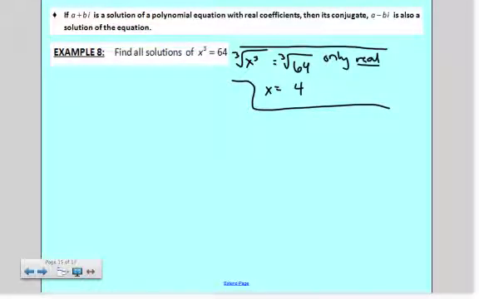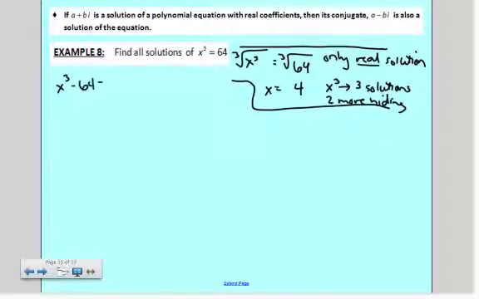But one of the things that we learned prior to Christmas is that because of that x cubed, there are 3 solutions. There have to be 2 more solutions hiding in this problem. Well, let's rethink this problem and write it as an equation set equal to 0: x cubed minus 64 equals 0.